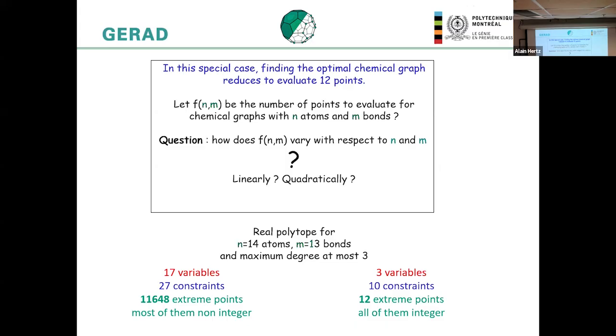Is it linear, quadratic? Those who know the answer, please don't give the answer. And those who don't know, you can try to guess. How do you think that the number of extreme points will vary according to n and m? Any guess? That's a surprise that I will give you, that I could not imagine the answer.